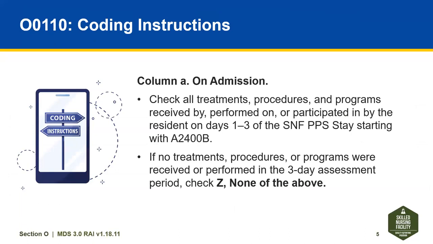So let's just walk through some of the coding instructions. For column A, on admission, you're going to check all treatments, procedures, and programs that were received by, performed on, or participated in by the resident on days 1 to 3 of a SNF PPS stay. So that's starting with A2400B, which is the start of the most recent Medicare stay. And if no treatments, procedures, or programs were received or performed in the 3-day assessment period, you're going to check Z, none of the above.